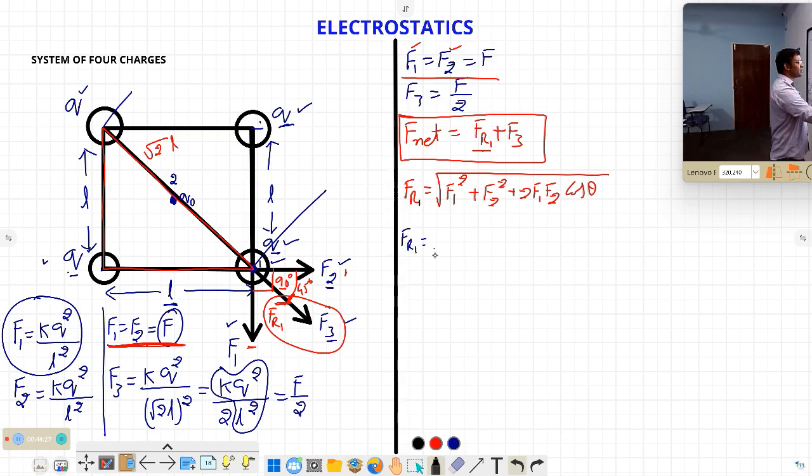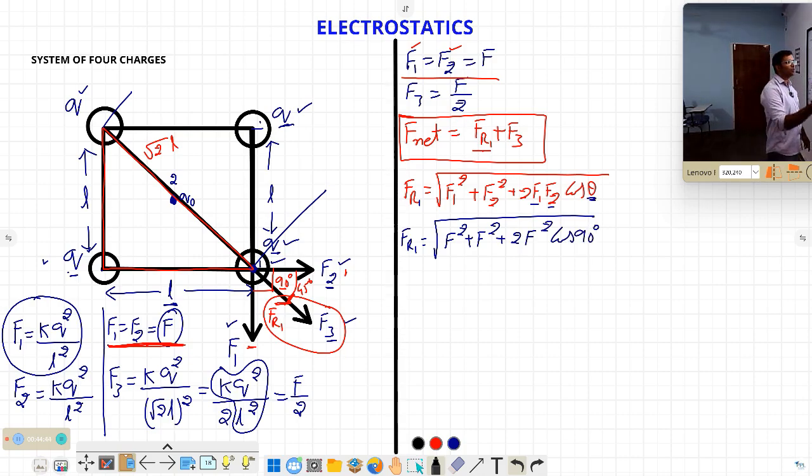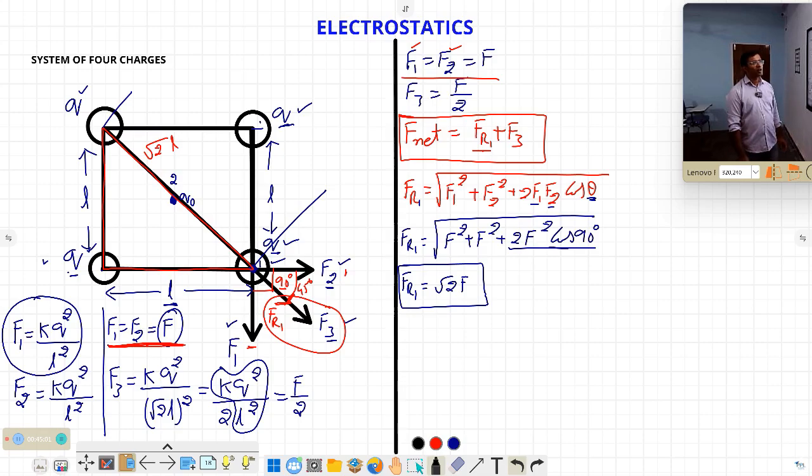First resultant FR1 is equal to the square root of, what is F1? Nothing but F. So F square plus F square, the second is also the same, both are the same values, that is 2 into F square, and cos theta. Both are separated by 90 degrees, so what is the cos 90 value? Cos 90 is 0, so this whole term becomes 0. So FR1 is equal to, you are going to get, root 2 F.